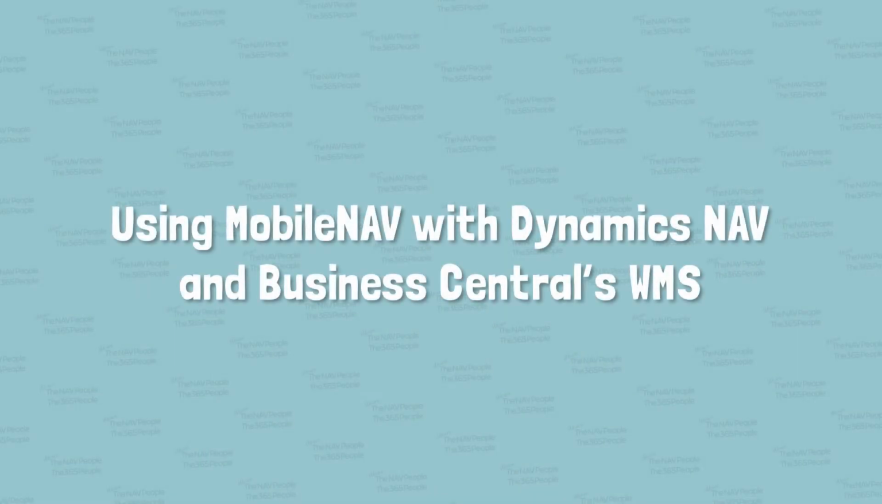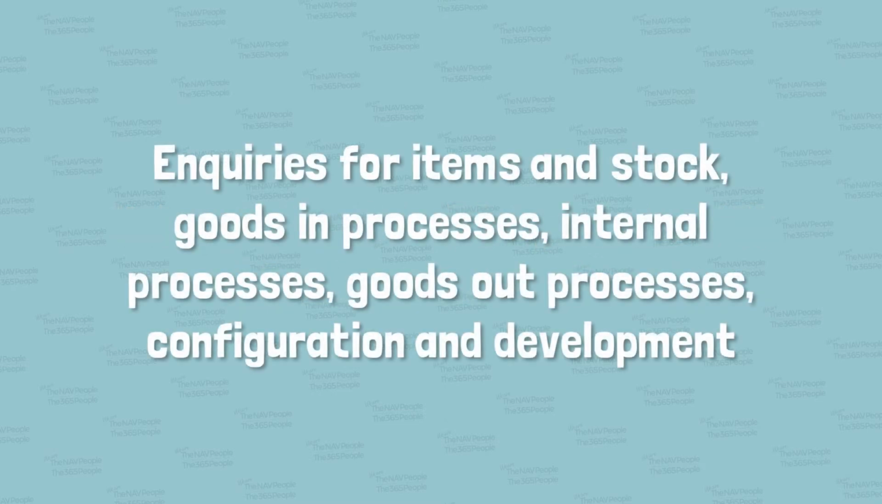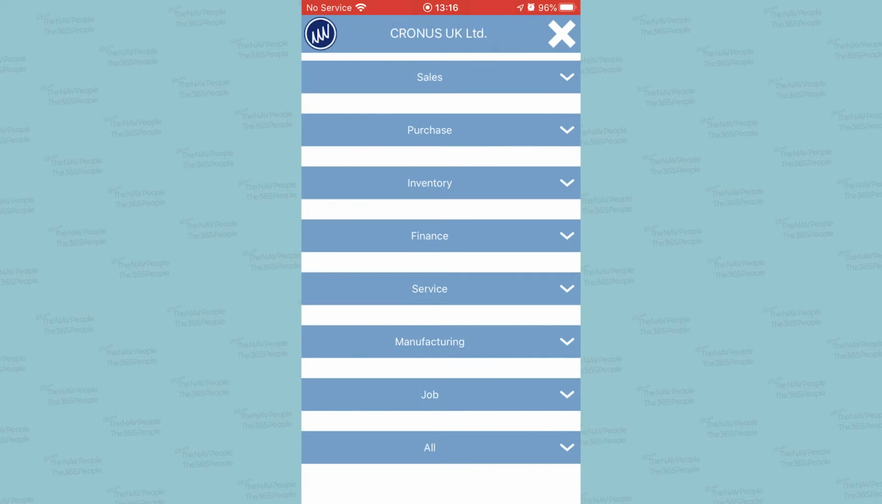Today, in this knowledge session, we're going to be looking at using MobileNAV in conjunction with NAV and Business Central's Warehouse Management System, WMS for short. More specifically, we're going to look at enquiries for items and stock. We're going to look at the goods in processes, some internal processes, goods out processes, and we'll end by looking at some configuration and the potential for developing and extending MobileNAV for specific uses.